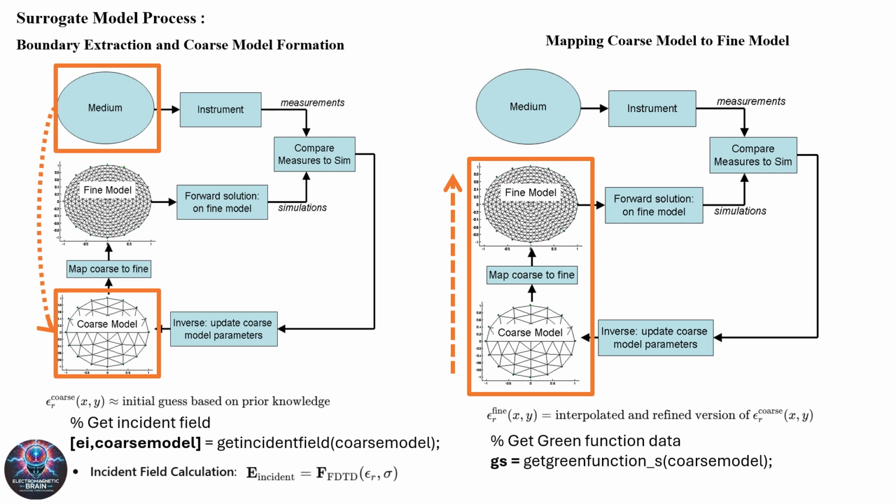The coarse model's electrical properties, permittivity and conductivity, are interpolated to fit the fine model's grid and updated iteratively with each step. The mapping from coarse to fine is not a separate function but is an iterative process. Each iteration updates the model using the difference between simulated and measured fields, effectively refining the solution. The FDTD2D function is then used on this fine model to compute the forward solution.